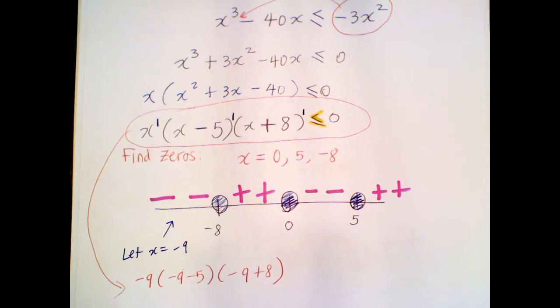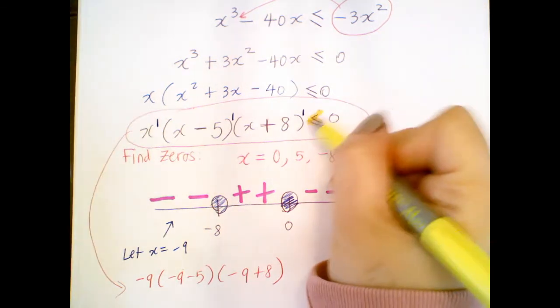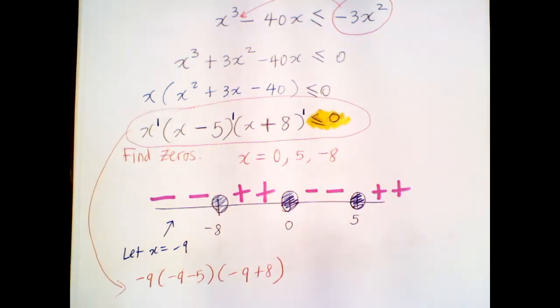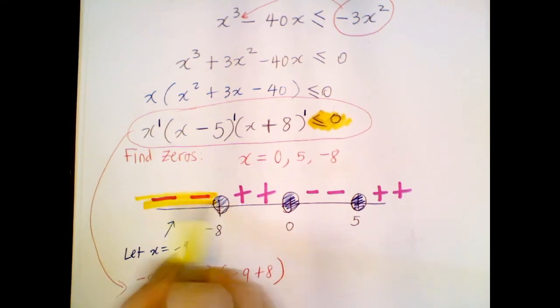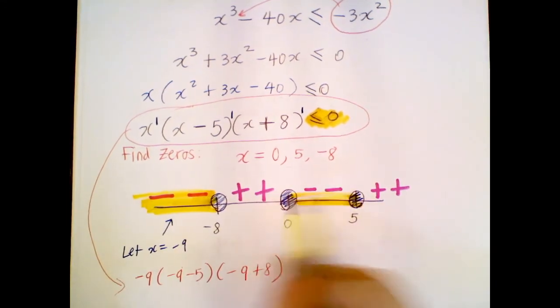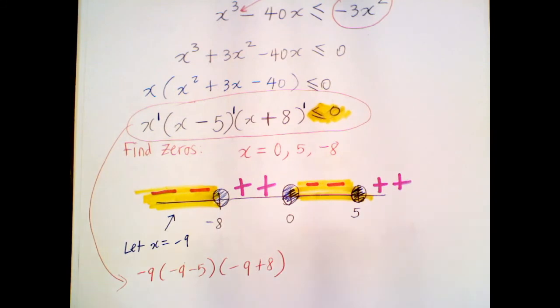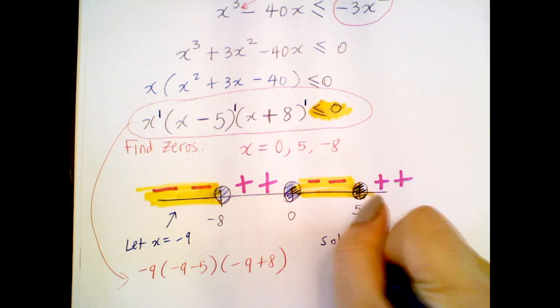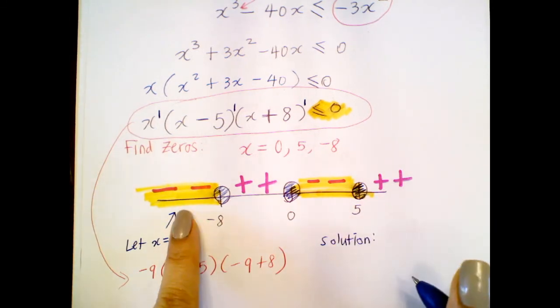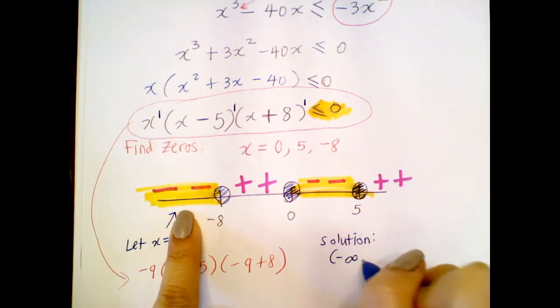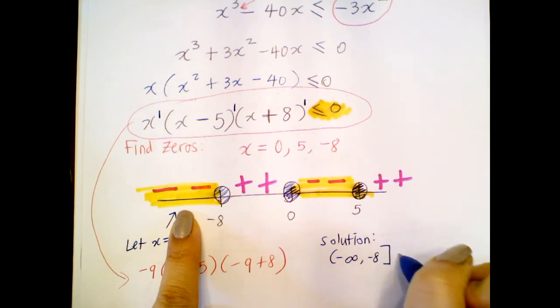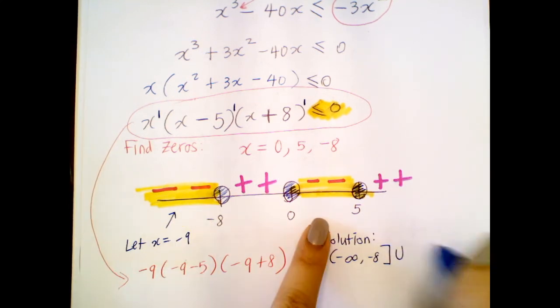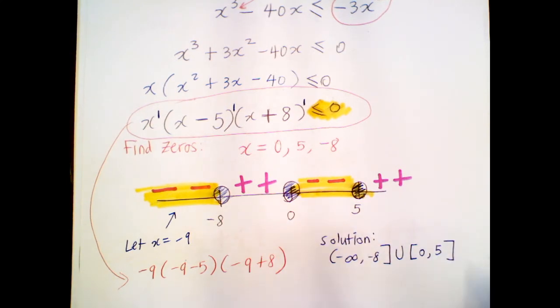All right, so let's go ahead and write the solution. I want things that are less than or equal to 0. Less than or equal to 0 means negative sign, negative number. So these are it. Write these down. So here are my solutions. The first interval is from negative infinity to negative 8, bracket, union, and the second one is from bracket, 0 to 5. Okay?